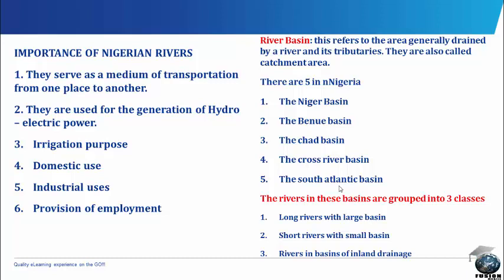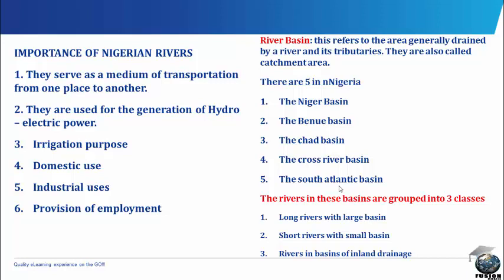Importance of Nigerian rivers. 1. They serve as a medium of transportation from one place to another. 2. They are used for generation of hydroelectric power. 3. Irrigation purpose. Water from rivers is used for irrigation purposes. 4. Domestic use. Water from rivers is used for various domestic purposes such as cooking, washing, bathing, and so on.